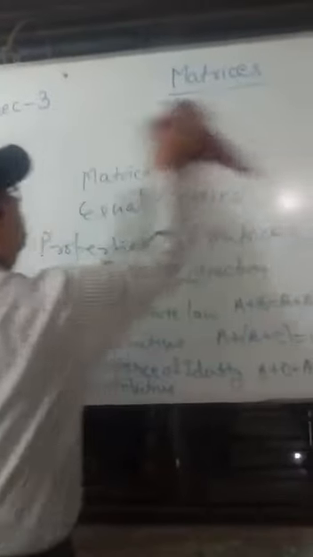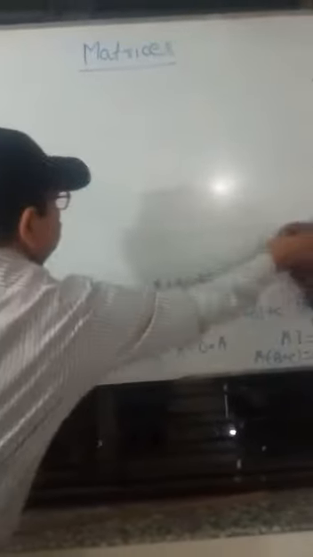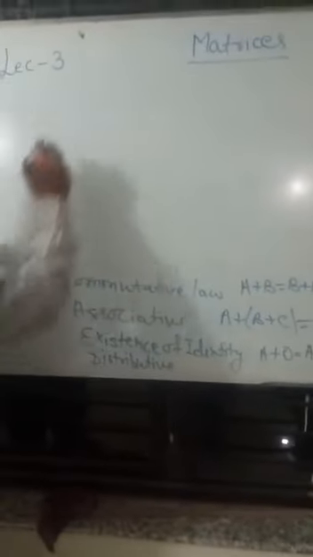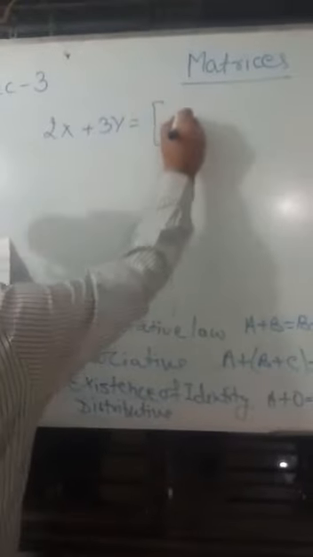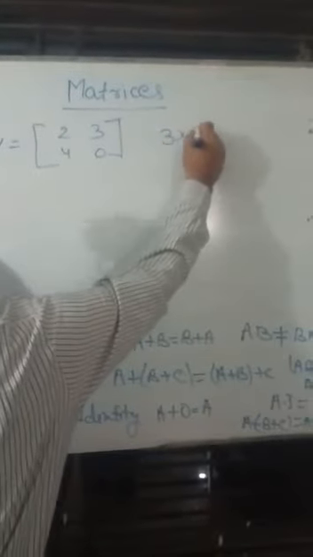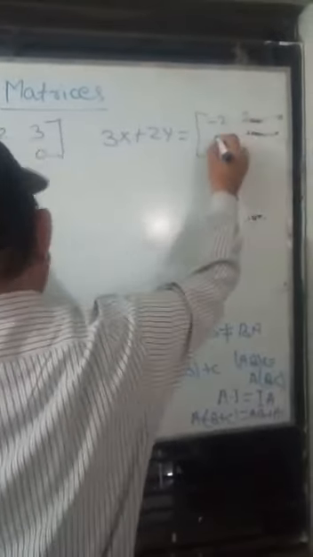By these laws, you can solve the problems of the second exercise of the matrices, in which you are given so many problems regarding these properties. First, take one of the problems: 2x plus 3y equals 2 3 4 0, 3x plus 2y equals minus 2 1 minus 5. You want to solve these two matrix equations and find the values of x and y.